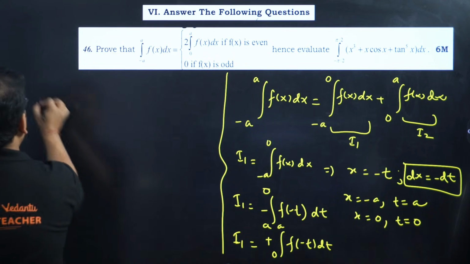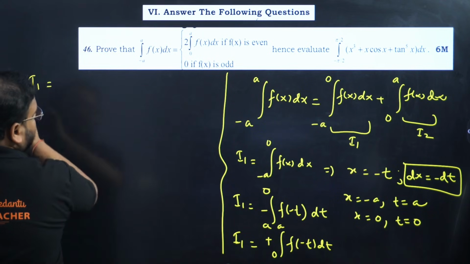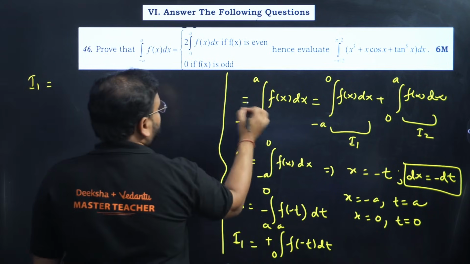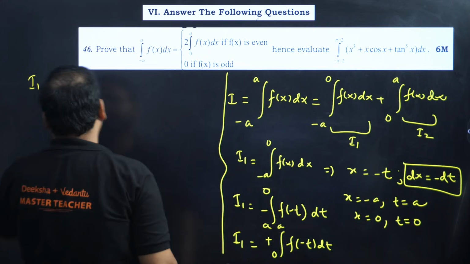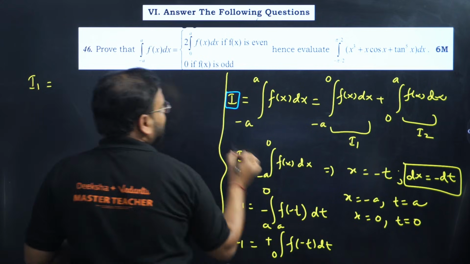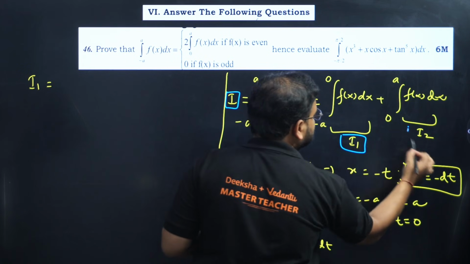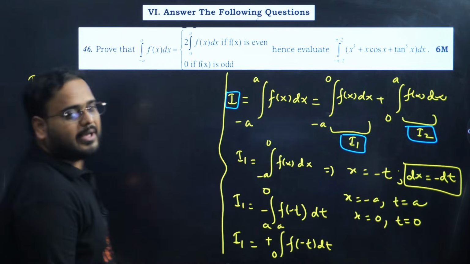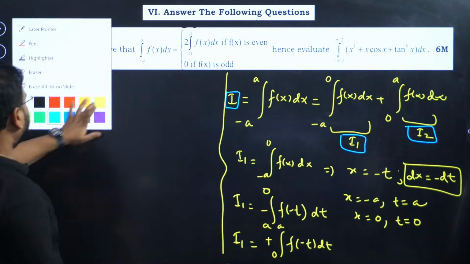So I'll write I1 again. So I'm going to call this to be I, okay? So basically, I equals to I1 plus I2. Okay. Now come back to I1.